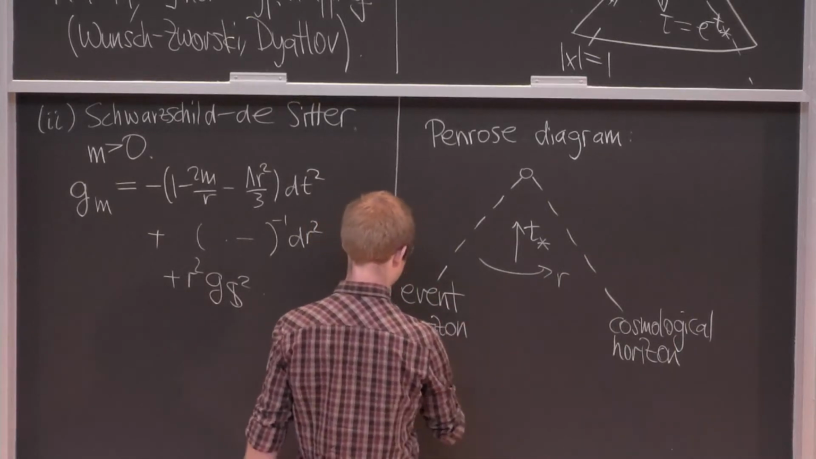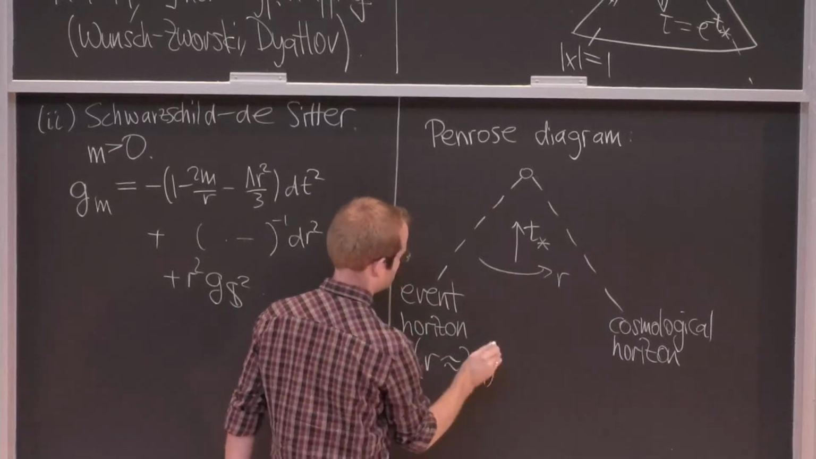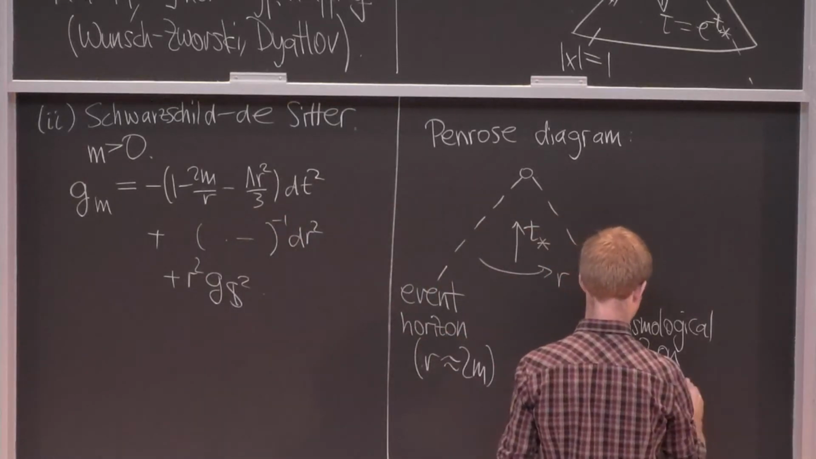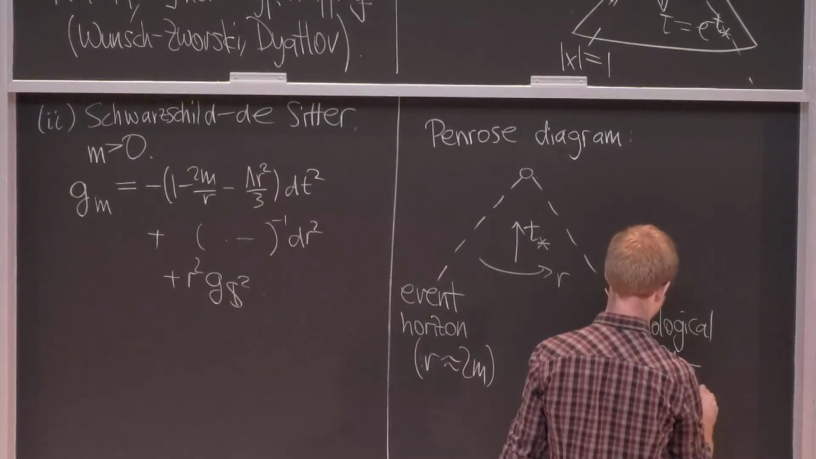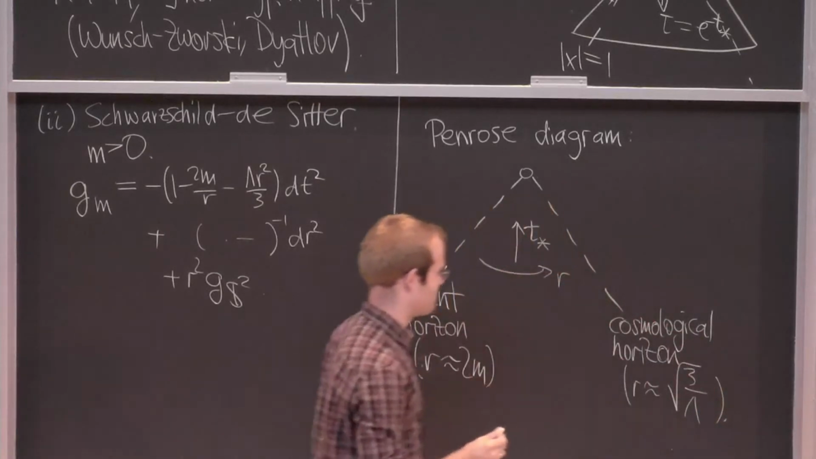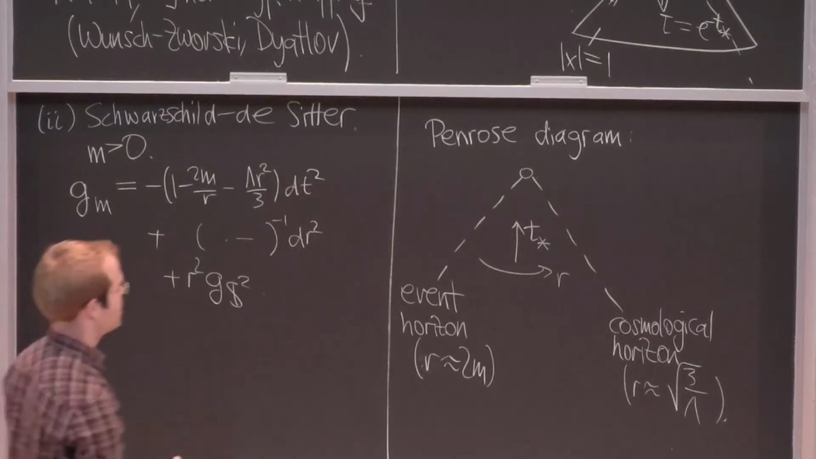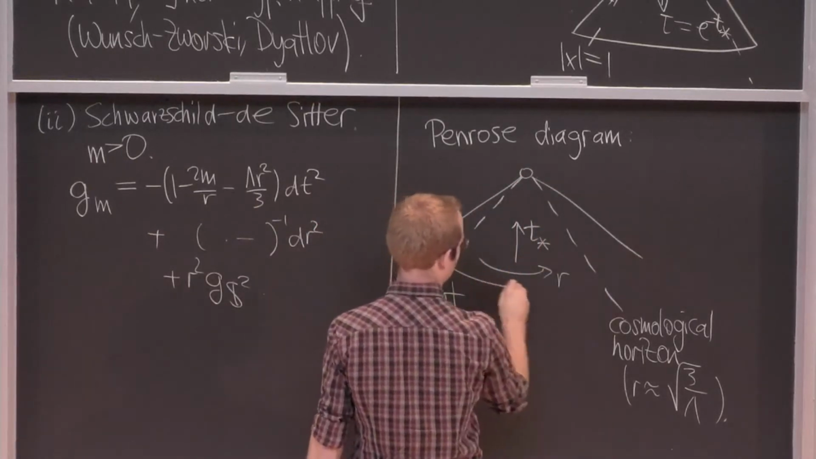And it roughly lies at r equals 2m. And the cosmological horizon is roughly at, perhaps, square root of 3 over lambda. Don't quote me on that. OK, so if lambda is very small, this cosmological horizon is huge. In our actual universe, it's many, many billions of light years out. OK, so in this diagram, let me draw it slightly more fully here.